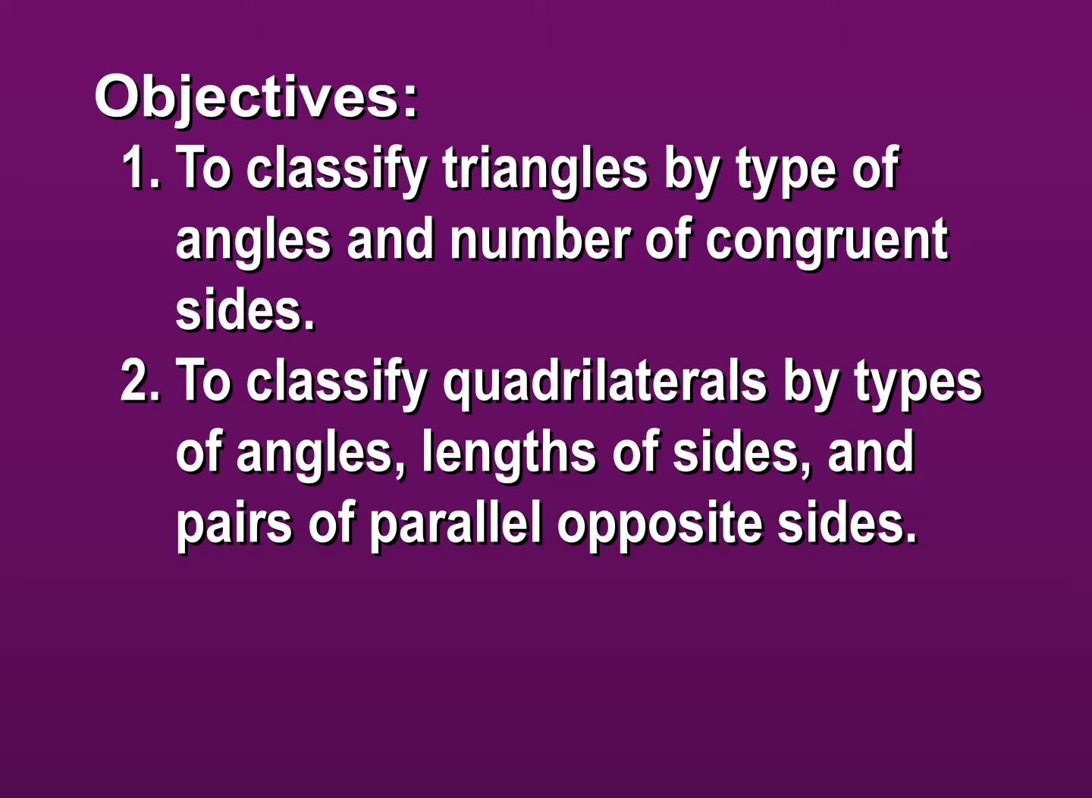Triangles can be classified by the type of angles and how many congruent sides they have. Quadrilaterals can be classified by their types of angles, the lengths of their sides, and their pairs of parallel opposite sides.